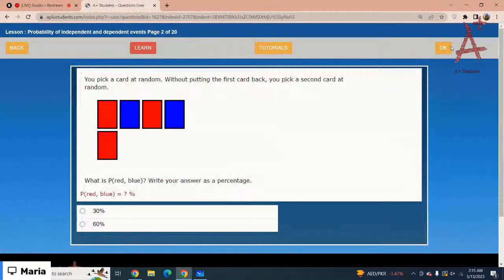Okay, the next one: you pick a card at random. Without putting the card back, you pick a second card at random. What is the probability of red and blue? That's the same as we just did in the tutorial. You didn't put the card back, which means they are dependent events. Got it? So the first time, you have to select red. So what is the probability of red?